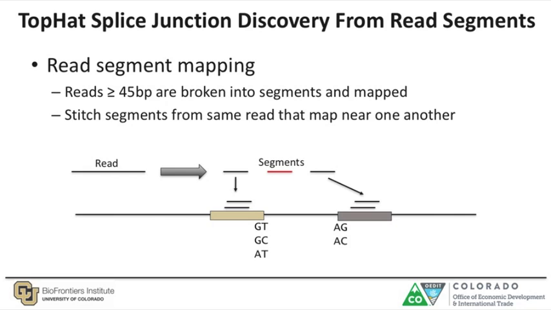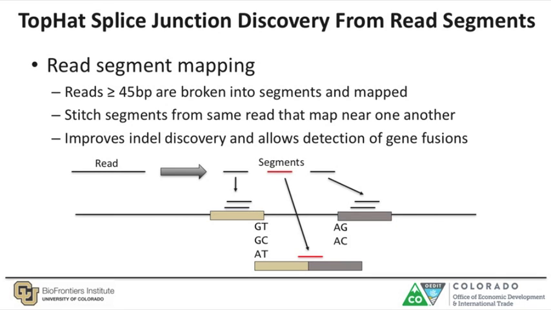Segments from the same read are then stitched together using nearby splice site acceptor and donor sequences to generate a library of potential splice junction sequences. And as we saw with coverage islands, unmapped or poorly mapped reads are then mapped to these potential splice site regions. The incorporation of read segment mapping into TopHat 2 has improved its ability to perform indel discovery and also allows for the detection of gene fusion products.